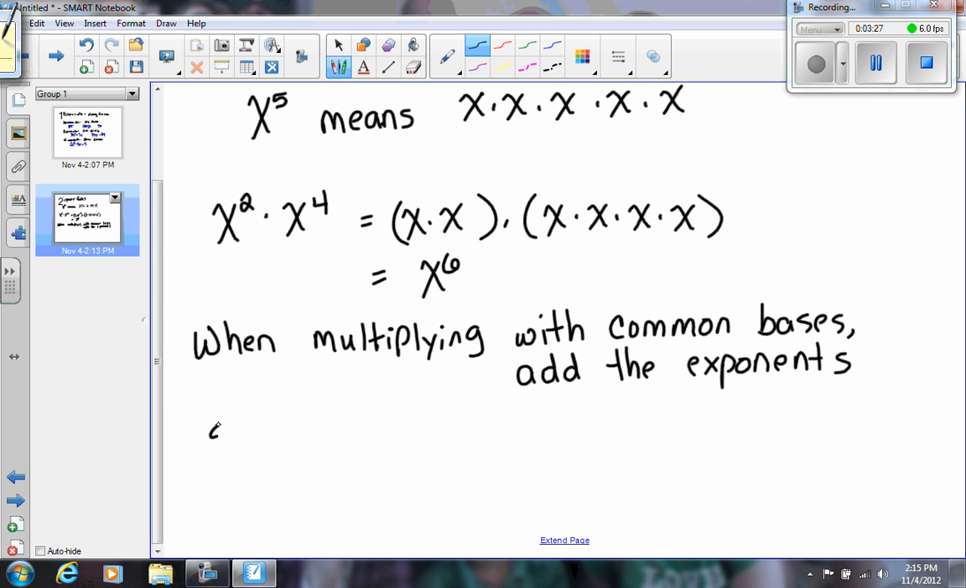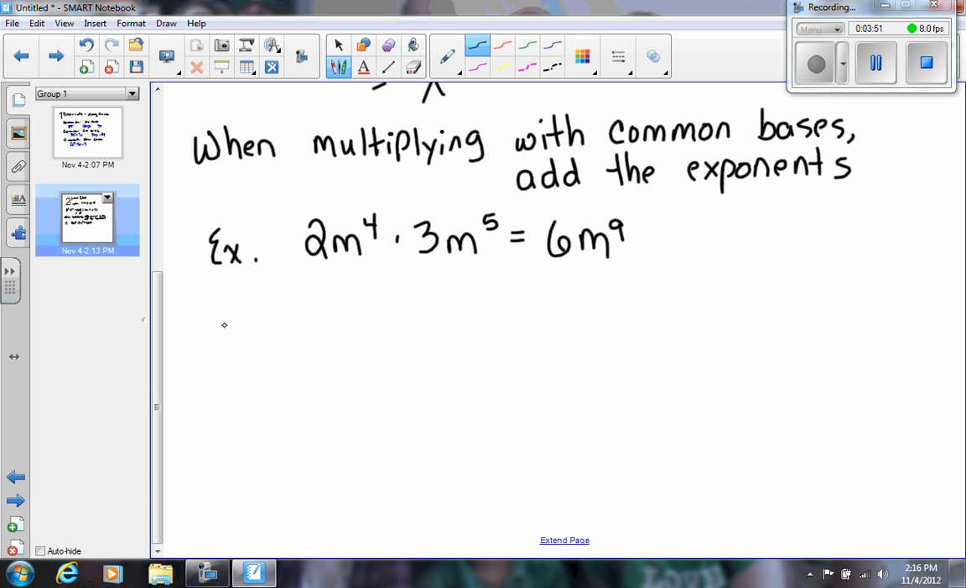So for example, if you had 2m to the 4th times 3m to the 5th, now the 2 and the 3, those are just regular numbers. So 2 times 3 is 6. But then now I have m to the 4th and m to the 5th. I'm multiplying and I have a common base, so I add the exponents. So my answer is 6m to the 9th.